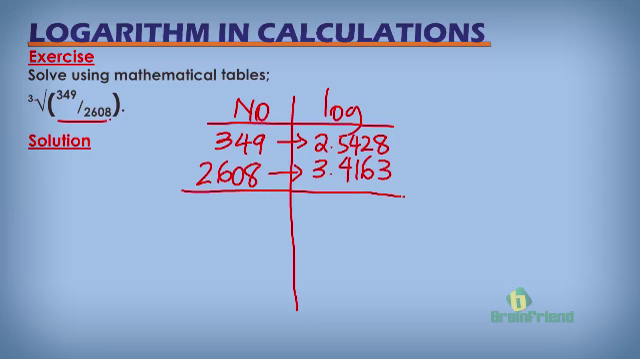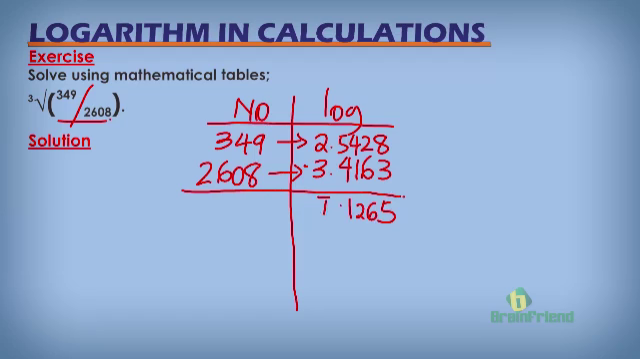Now we're doing a division. Hence, we would have our operator here as minus. So we minus 3.4163 from 2.5428. Let's quickly do that. We'll have 5. We'll have 6. We'll have 2. We'll have 1. And here we'll have bar 1.